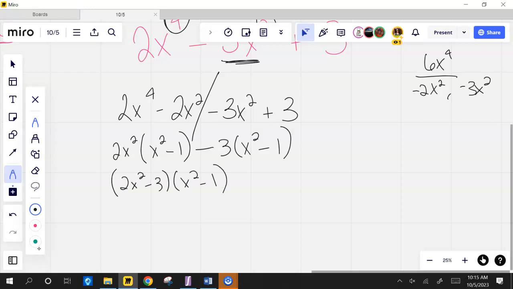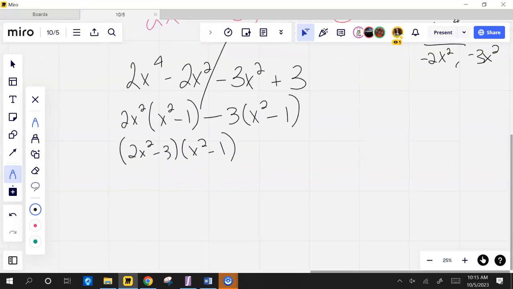Are you done? You can do it again, right? You've got x squared minus 1, which is a difference of two squares, so I can break it down one more time, right? This one I can't, right? 2 and 3 are not perfect squares, so I just leave that as is. But that x squared minus 1, there you go.